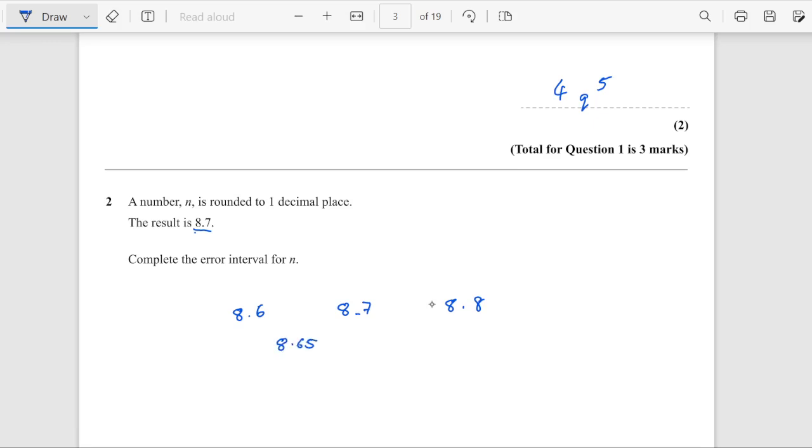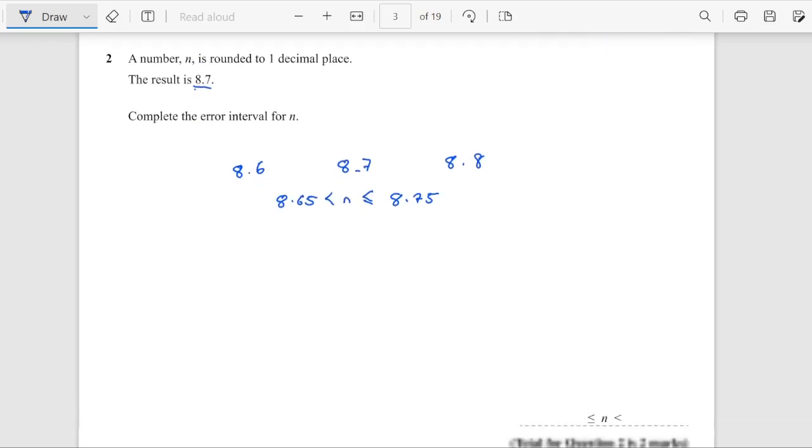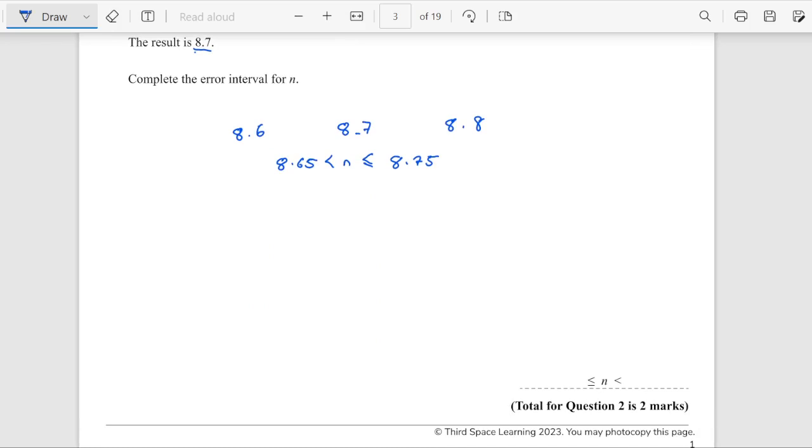And then slap bang in between these two numbers is going to be 8.75, and obviously n would be in the middle. We've got the inequality symbols already in for us, and I've done mine the wrong way around. Great start to the paper. So we're looking at 8.65 is less than or equal to n, which is less than 8.75, because if it was actually 8.75, we would round it up.